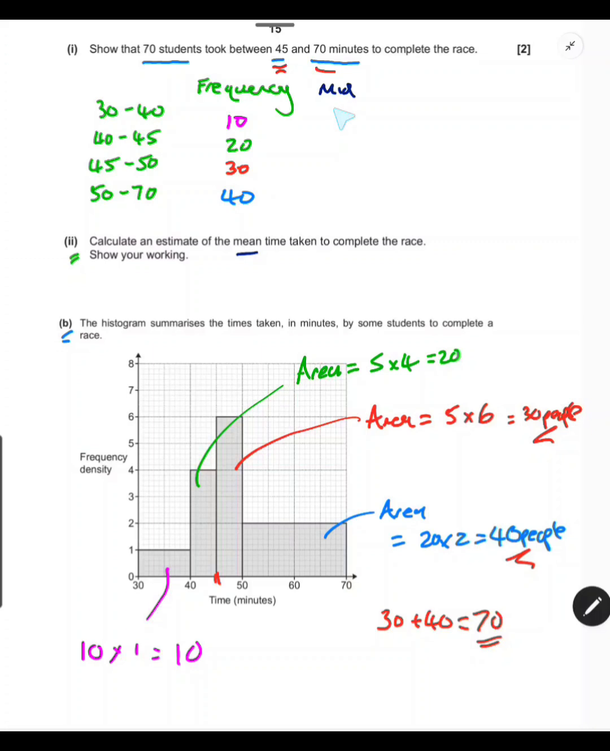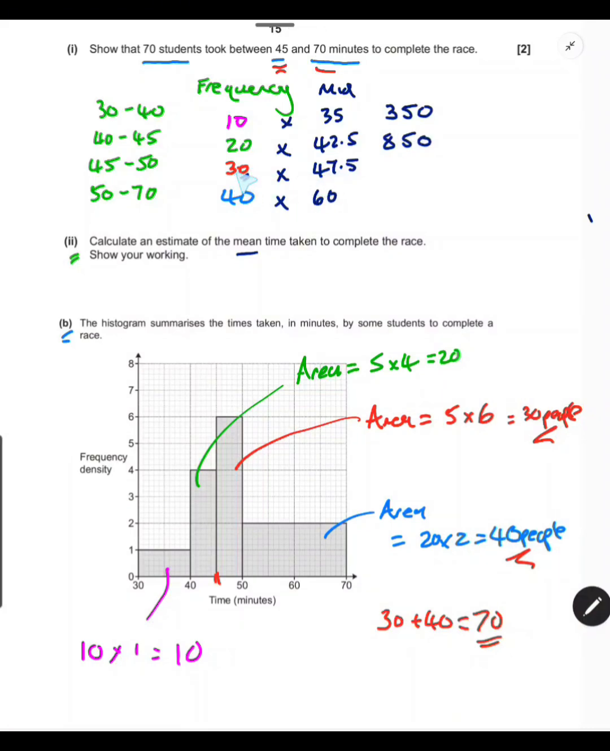Well, midway between 30 and 40 is 35. Midway between these two is 42.5, 47.5, and 60. This is a non-calculator paper, but I should be able to multiply these together. So 10 times 35 is 350. 20 times 42.5, well, if I just double this, I'm going to get 85. So timesing it by 20 would be 850.